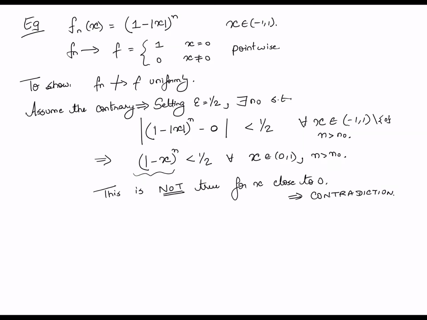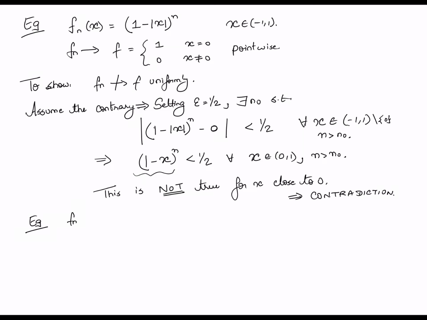So that argues that in this example, where we had pointwise convergence of a sequence of continuous functions to a discontinuous limit, you don't have uniform convergence. This is just to contrast the definitions of pointwise convergence and uniform convergence. Let's do a couple more quick examples.